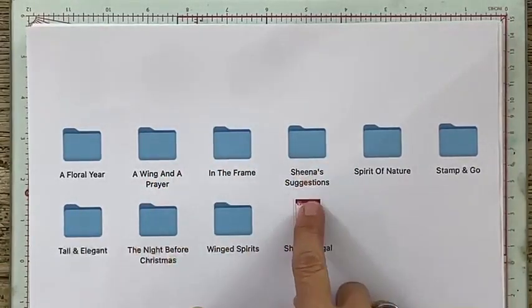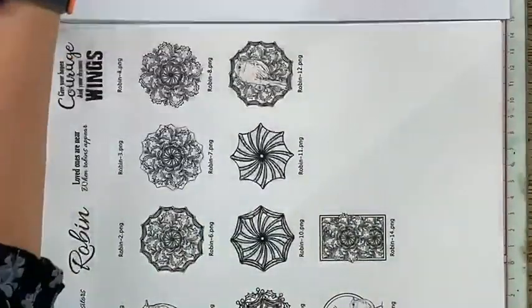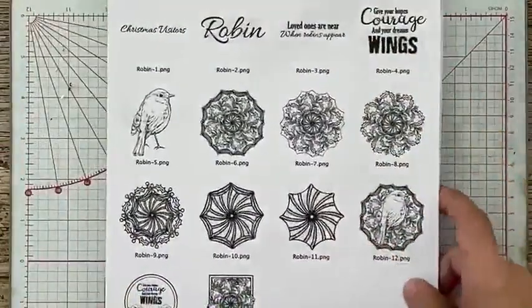So back to Sheena's suggestions. Then in here I've put together compositions that you might want to use. Now we'll come back to that. I've got them all printed out.